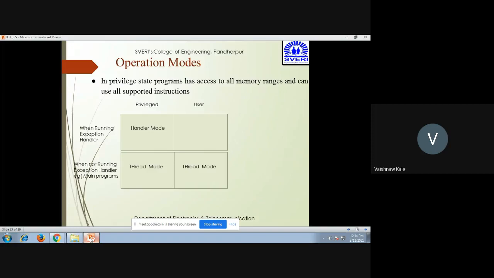Now operation modes. You can see that there are two modes: one is thread mode and the second one is handler mode. In a privileged state, programs have access to all memory ranges and can also use all the supported instructions. In handler mode, when running an exception handler, it will go into handler mode. And when not running an exception handler, meaning it is running the main program, it will go into thread mode.